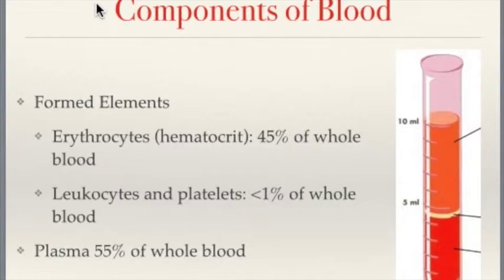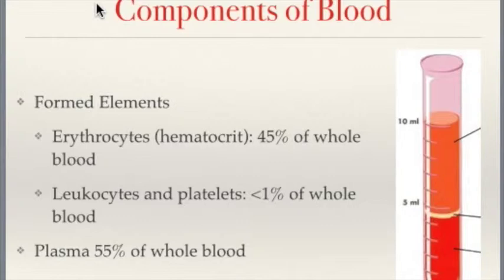So erythrocytes, again, that's the bottom. Those are the red blood cells. This is the oxygen-carrying portion of blood. This is referred to as our hematocrit. The hematocrit is our oxygen-carrying portion of our blood, and it's composed of erythrocytes. And this accounts for about 45% of our whole blood. Leukocytes and platelets make up less than 1% of whole blood, and they comprise the small, thin, buffy coat in between the erythrocyte layer, the hematocrit, and the plasma, which again is the orange. And this plasma comprises about 55% of whole blood.